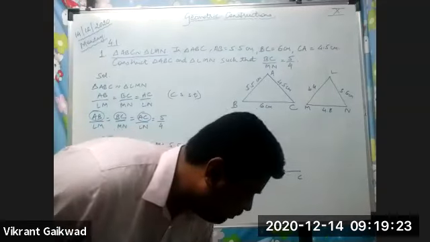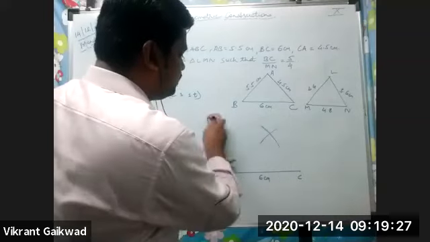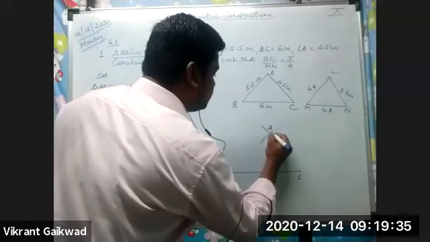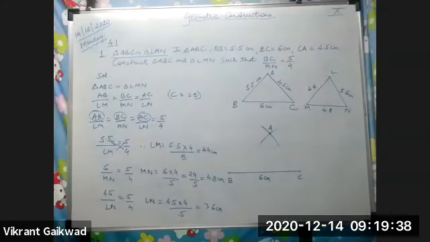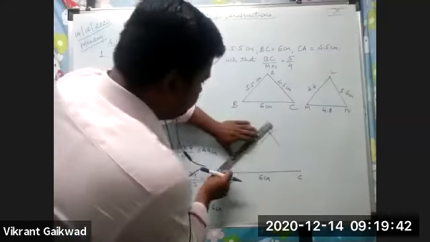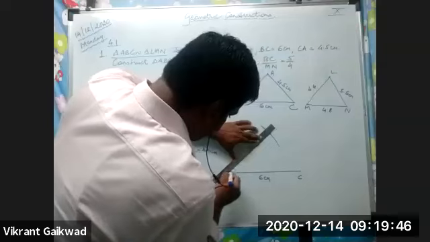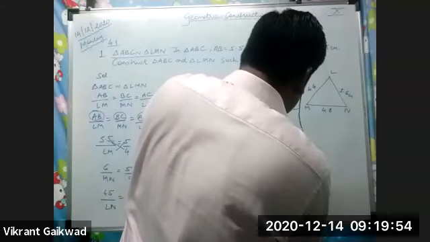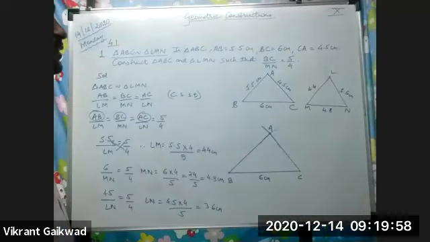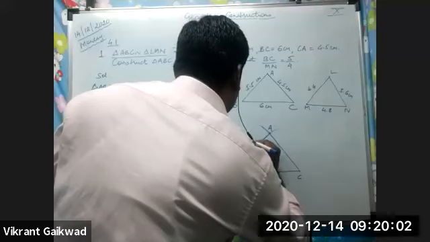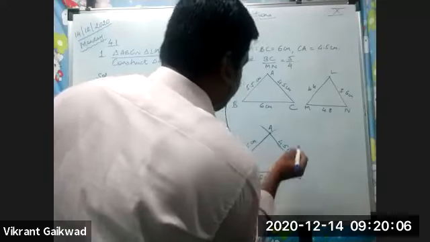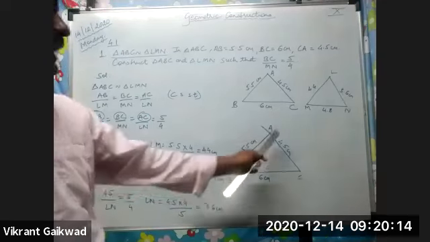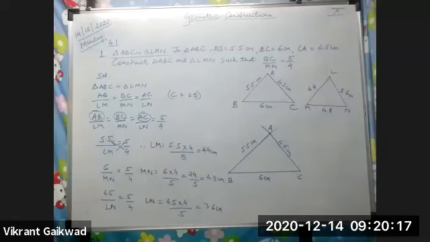You'll get the intersection point of the two arcs. You can erase some part of the arc so that it looks attractive. This point of intersection of the two arcs is nothing but point A. Join AB. Join AC. This is the triangle ABC, where BC is 6, AB is 5.5, and AC is 4.5. Is this clear to all the students?